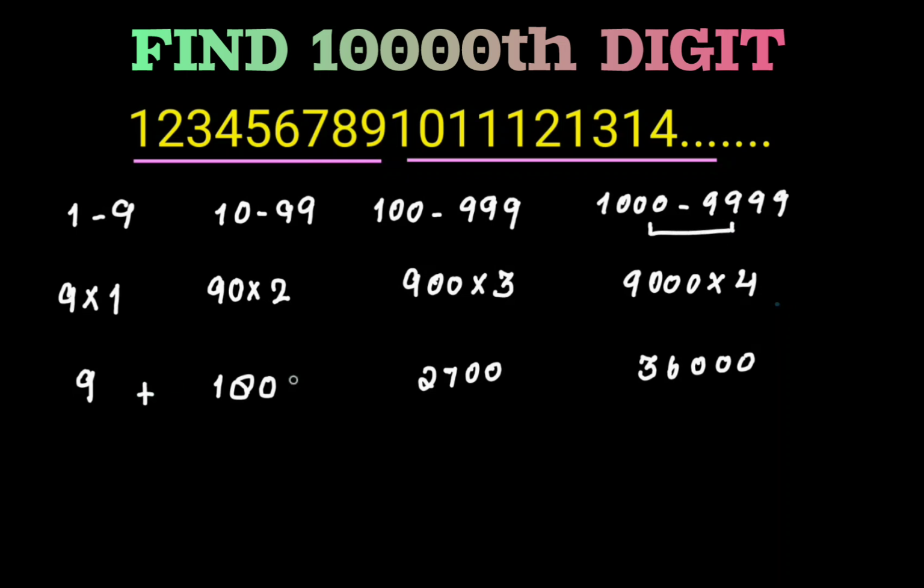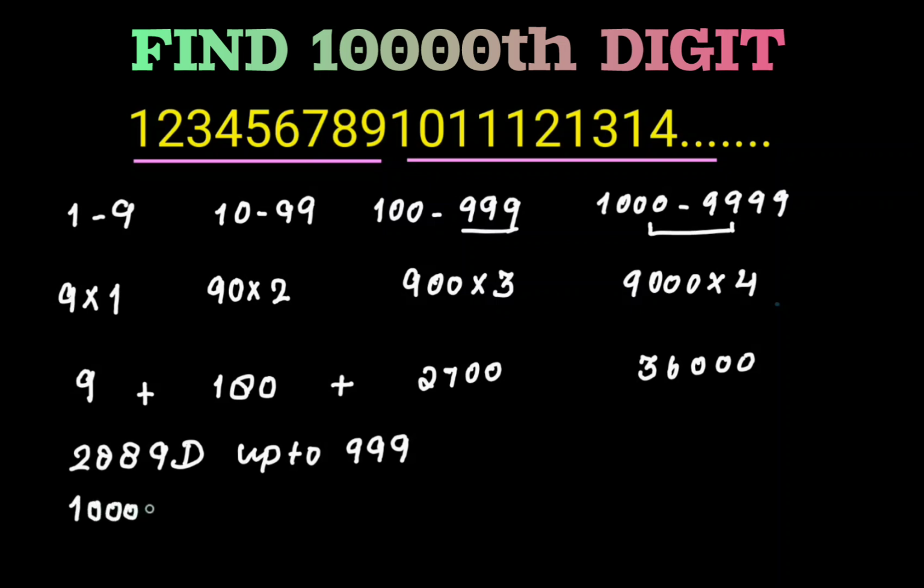If you add 9, 180 and 2700, this gives you 2889 digits up to number 999. Now tell me how many digits are left. That will be 10,000 minus 2889, which is 7111.